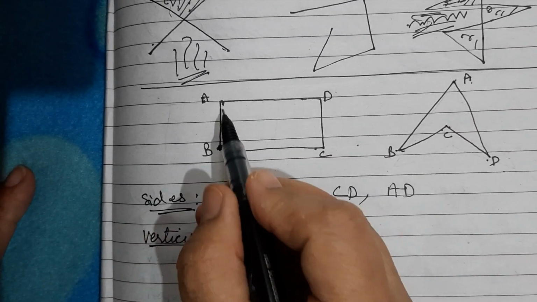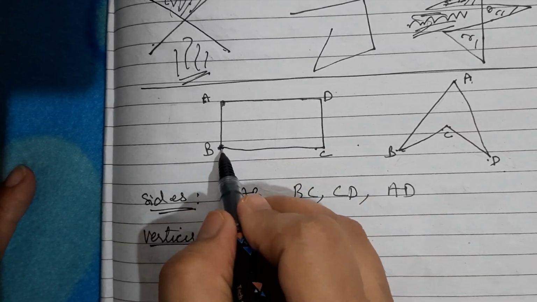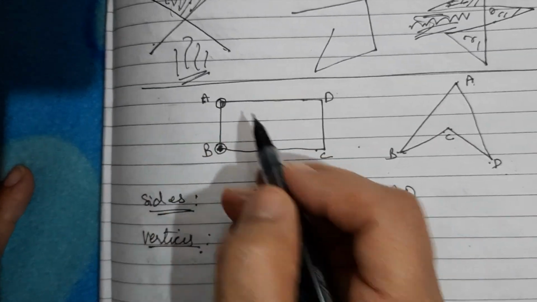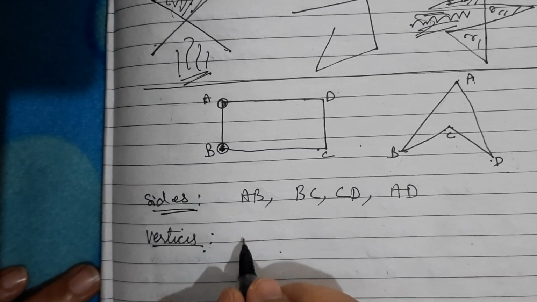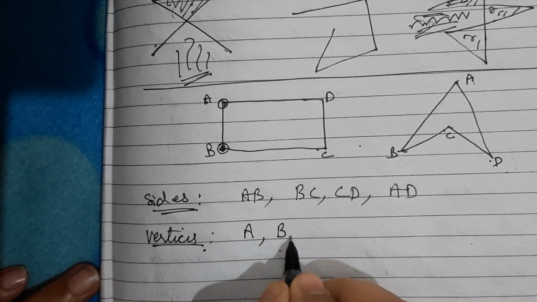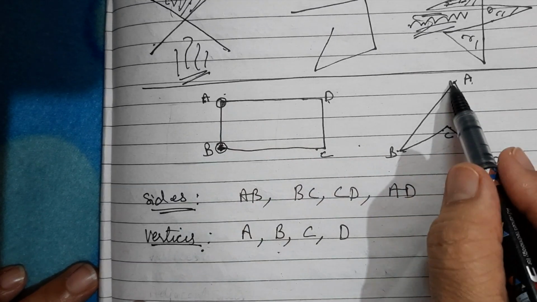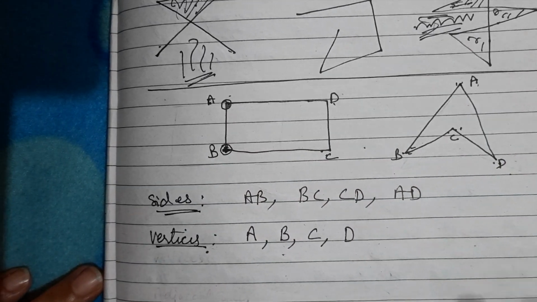Vertices means corners. Where two sides join with a point, that is the vertex. So together all these are vertices: A, B, C and D. They are vertices. Here also they are vertices.